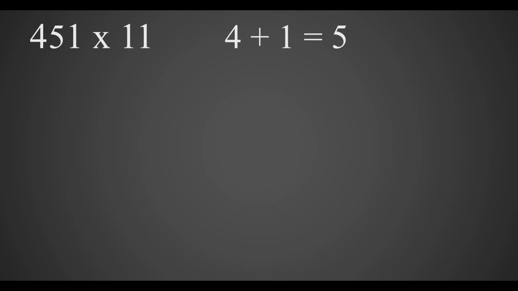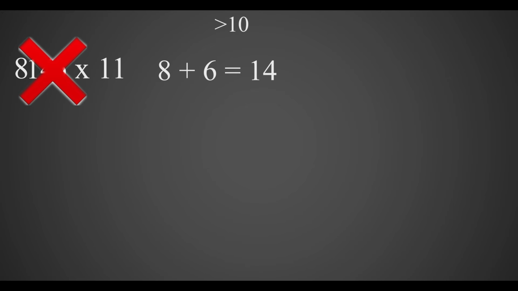Now this sounds crazy, but you can do this with any amount of digits in a number. You can even multiply it by a number with 50 digits. Okay, so now you may be wondering, well, what if the numbers add up to a number that is greater than 10? Now, let's take the example of 86 times 11.